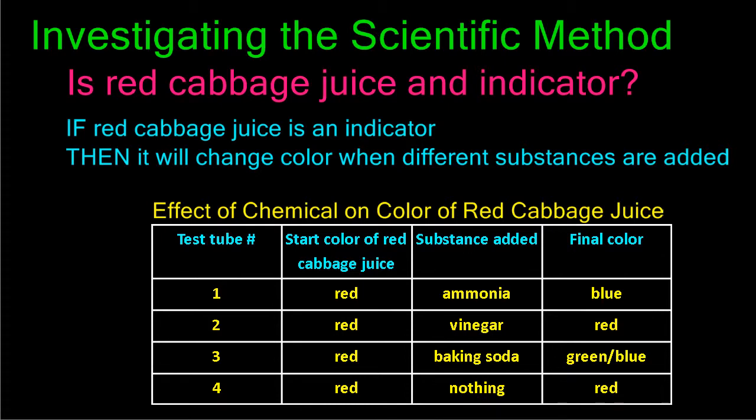If we assume that red indicates that a substance is an acid, and that blue or green indicates that the substance is a base, then we can see that vinegar is an acid, and ammonia and baking soda are both bases. Based on this information, we can conclude that cabbage juice can be used as an indicator for pH.